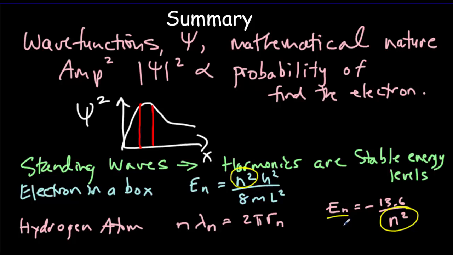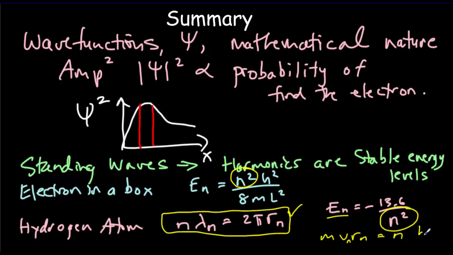And then the final thing that we did in the video was we showed that Bohr's idea of quantized angular momentum was equivalent to this condition here, which was done using wave functions. So the angular momentum, mvr, will be quantized in units of h over 2 pi. So these are really the same.